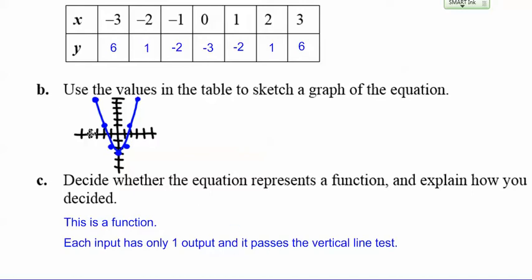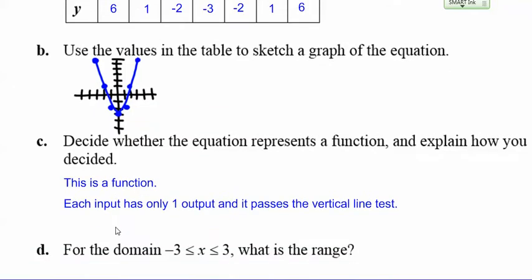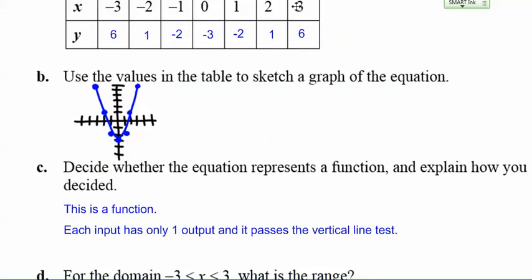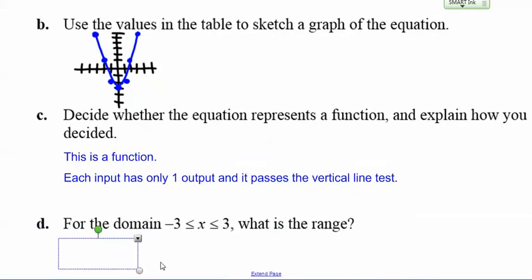Also, you can see on the graph that it passes the vertical line test. And that gets us to our next question after this one. What about the range? If the domain is -3 to 3, which it was right here, -3 up to 3, what's the range? Well, the range at the bottom is -3. That's the smallest it gets in between these x values. And the biggest it gets is 6. So anywhere between -3 and 6, including -3 and 6, that would be the range.